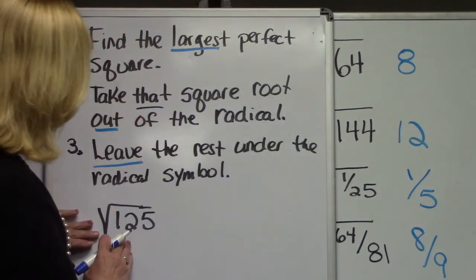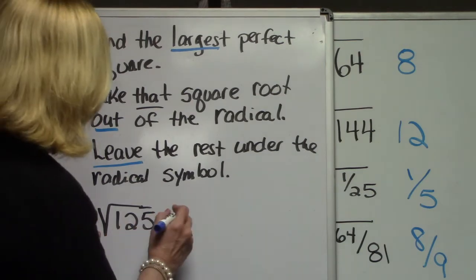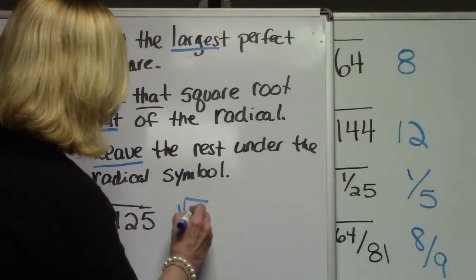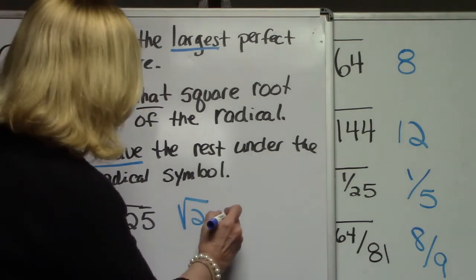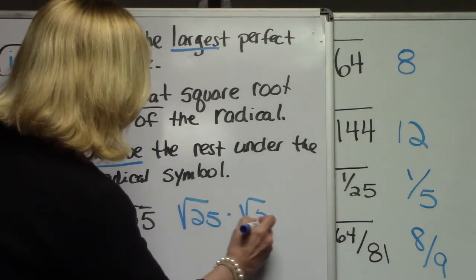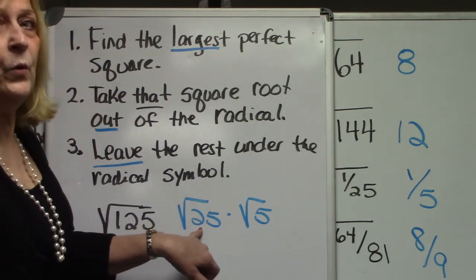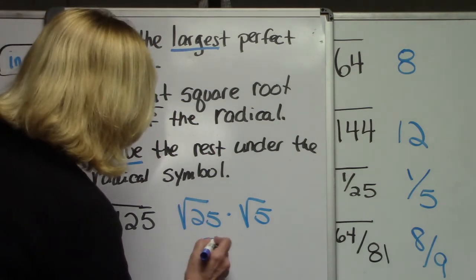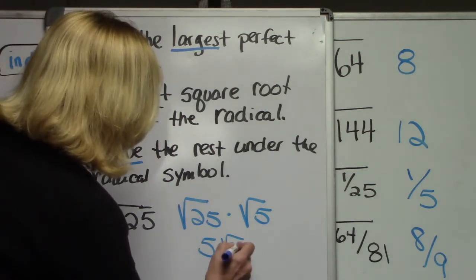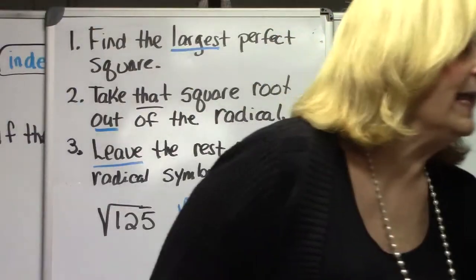So what do we do? We look at this right here, and I know that I can pull out the square root of 25 because that is a perfect square. That leaves me with the square root of 5. I can pull this out, 5 times 5 is 25, and I leave everything else in the radical.